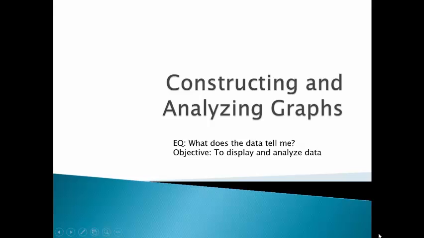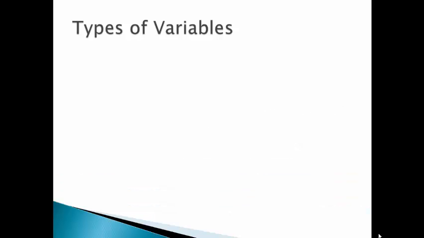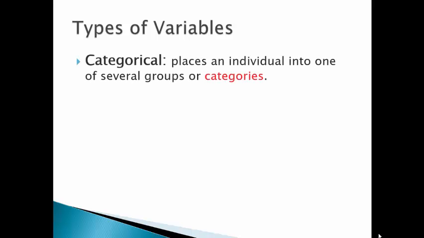We'll take a look here at constructing and analyzing graphs. Get an intro into this idea. So before we get started there, let's talk about some of the variables. There's two types of variables you can interact with, and one's a categorical variable. And really, it's exactly what it sounds like. You're breaking things up into categories.